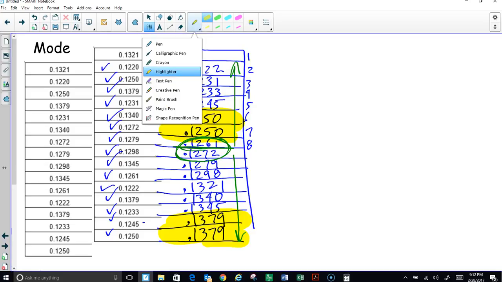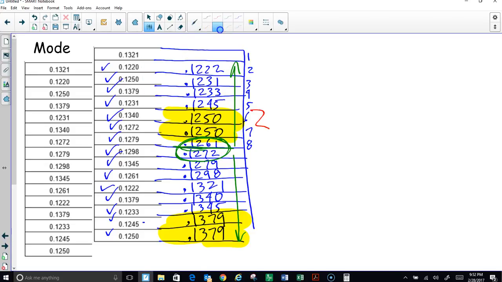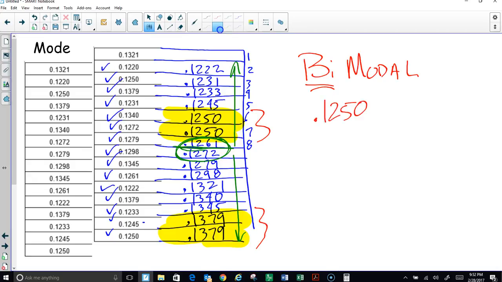And they are, fairly obviously, 0.1250 and 0.1379. So this set of data is actually what we call bimodal. It has two, bicycle, two wheels, it has two modes. And it is bimodal, and the two modes are 0.1250 and 0.1379. If there were three numbers that appeared more than anyone else, but the same amount as each other, then we would say it's multimodal.